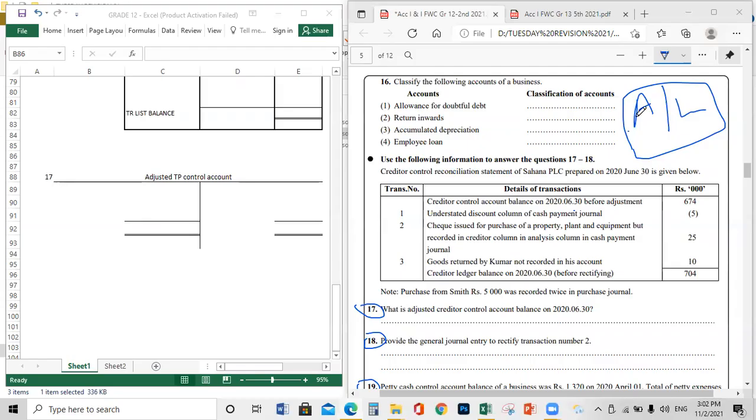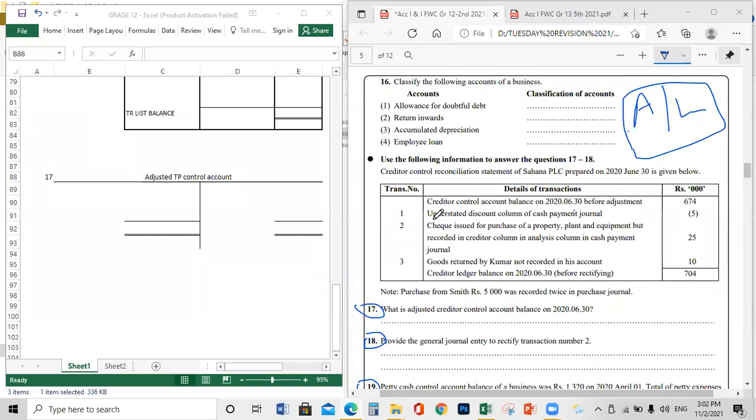Good afternoon, guys. Today I thought to do the grade 12 questions which we couldn't finish. We had certain questions which we couldn't do that day. So let's finish off the grade 12 questions.